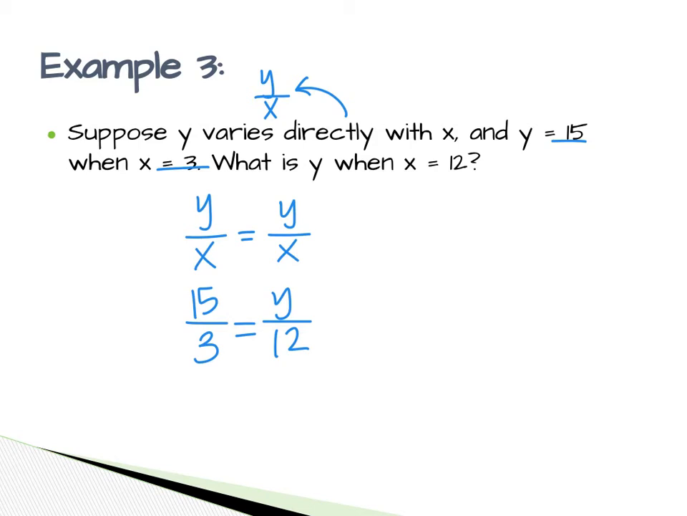Okay, you can set up an equation like that, like I just showed you, or when you're solving proportions, all you really have to do is multiply the numbers diagonal from one another and divide by the number across from the variable. So if you just take your calculator, you can do 15 times 12 divided by 3, and you get 60. So your answer is 60. Y is 60 when x is 12.